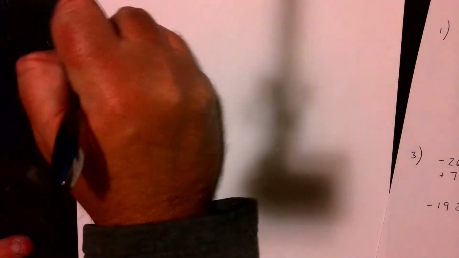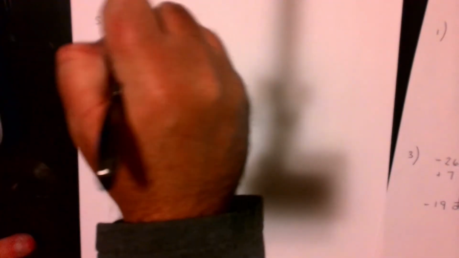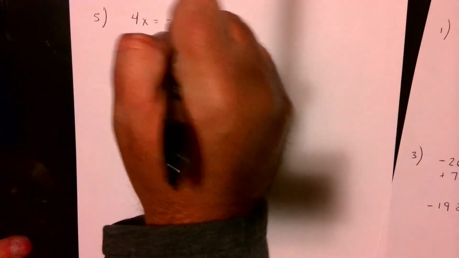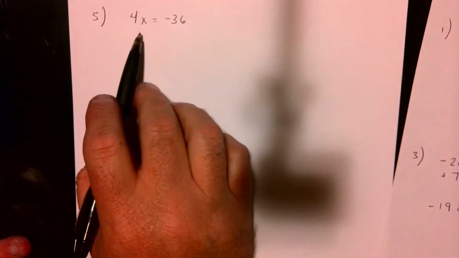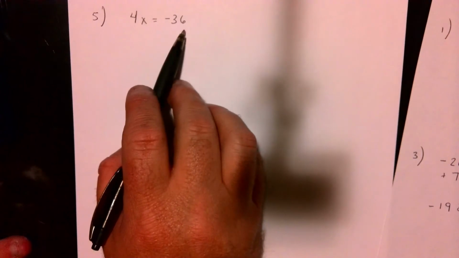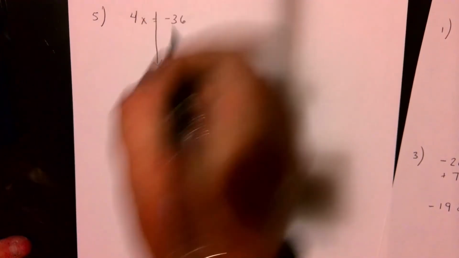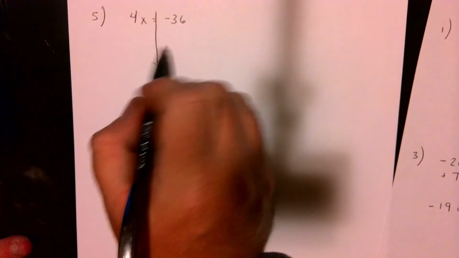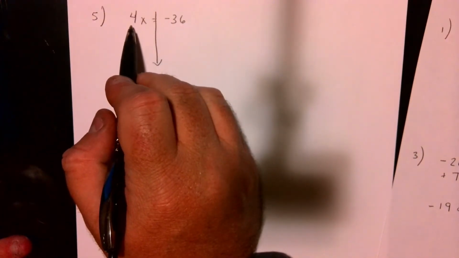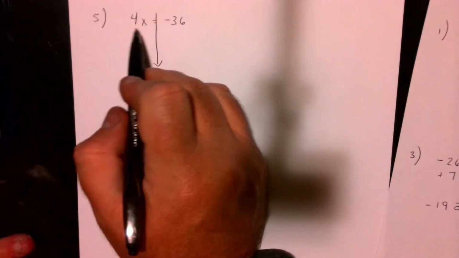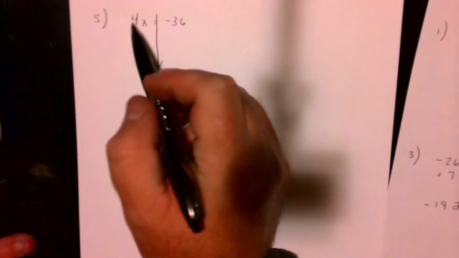What happens if the problem looks like this? And it says 4x equals negative 36. Same rule applies. We need to find the equal sign and always break this in half. Get our right hand side and left hand side. How do we undo this and get x by itself? Do we take away 4? Does it say x plus 4?